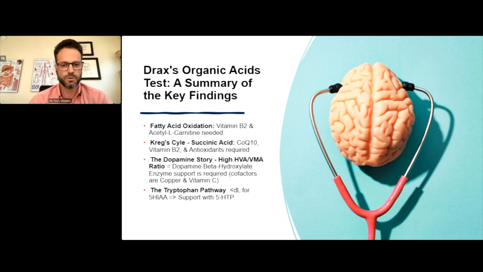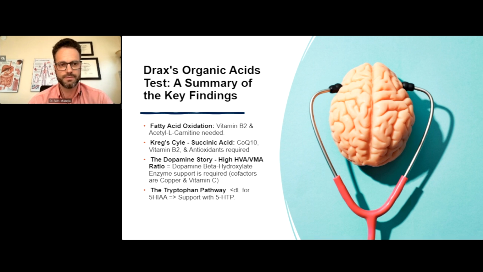So dopamine story, we talked a lot about this. We want to support with cofactors: magnesium, B2, copper, and vitamin C. Obviously, as humans, we don't make vitamin C. We're not goats, right? So too bad. That would be cool if we did, but we don't. So make sure your patients are getting the right form and taking, especially as we move into the fall and winter, enough vitamin C to support their dopamine clearance and pathways.